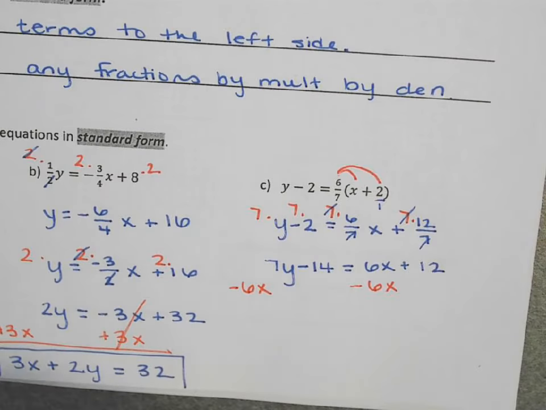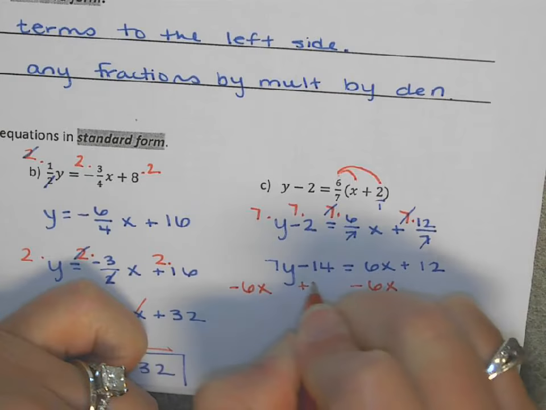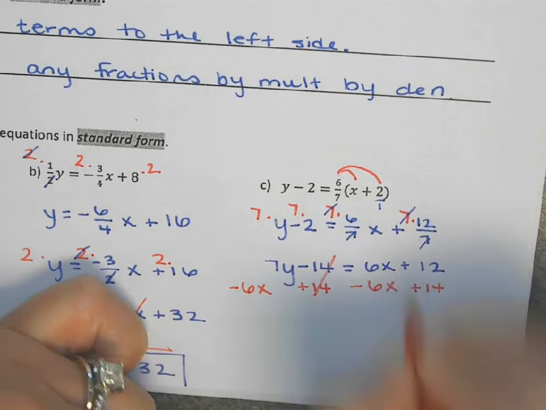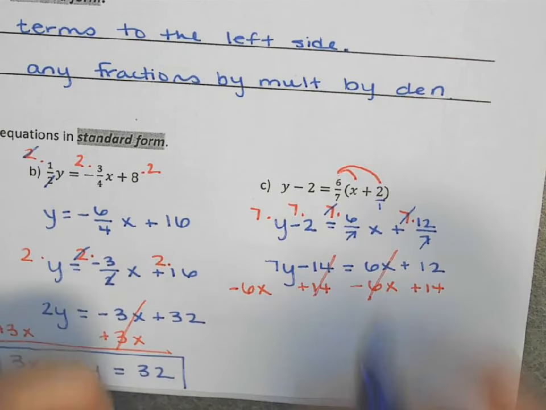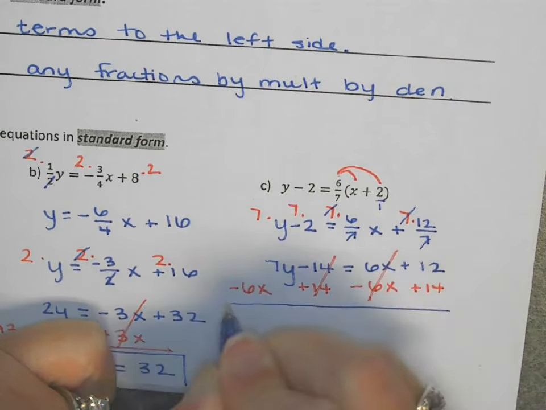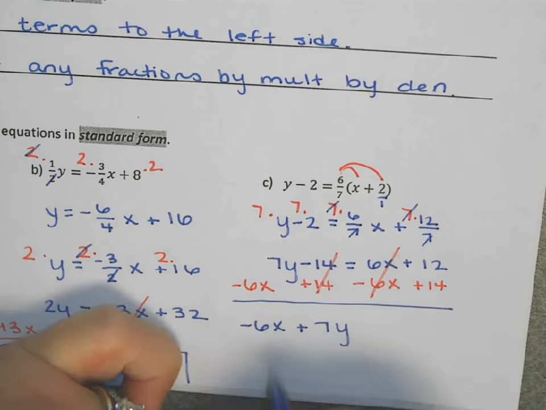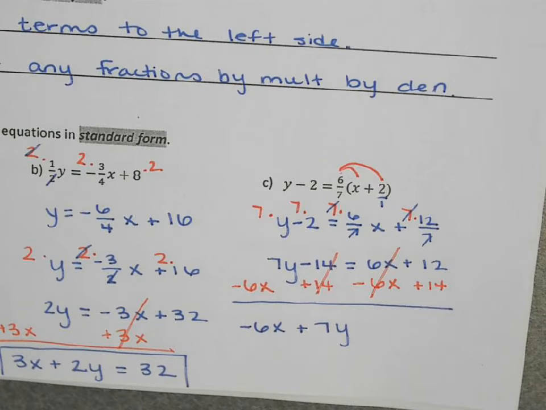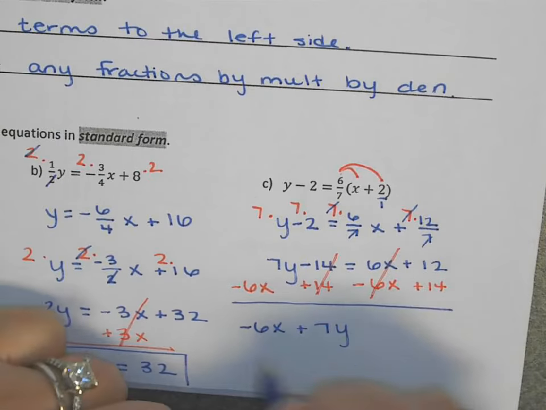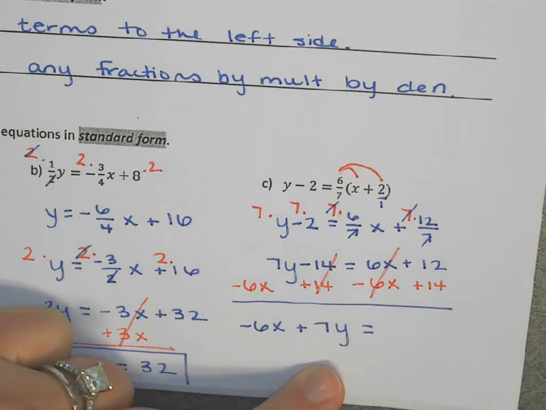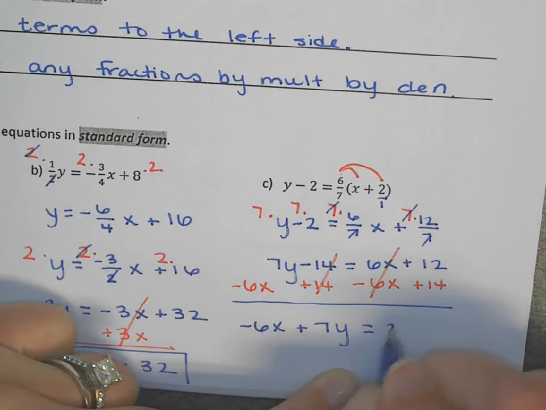What else is going to have to move? The 14. So I'm going to have to move it from the left side, so I'm going to add 14 to both sides. That goes away there. That goes away there. On the left side, I have two terms, negative 6x plus 7y. I'm going to always make sure I write my x term first, too. You always write the x term and then the y term. So negative 6x plus 7y equals 12 and 14 added together. It's 26.